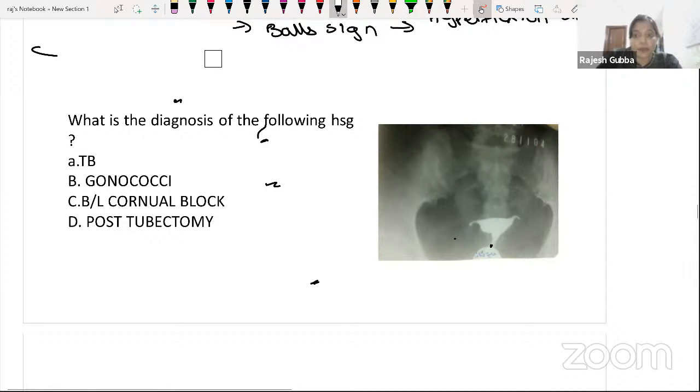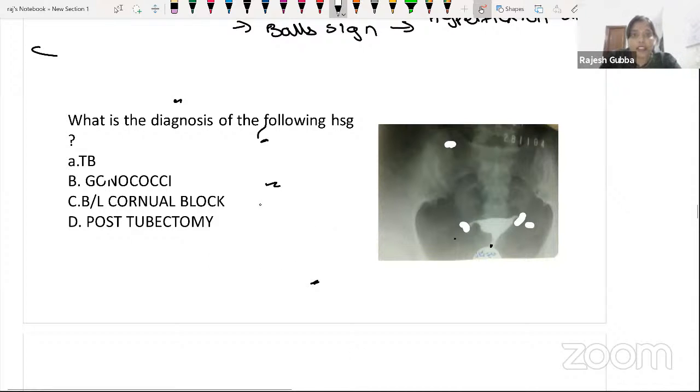No, you don't see the spillage of the dye in the fallopian tube. Actually, if you observe here, the dye is coming only till here and then it stopped. It's like a cute girl with two chotis, no? So where is the site of block?